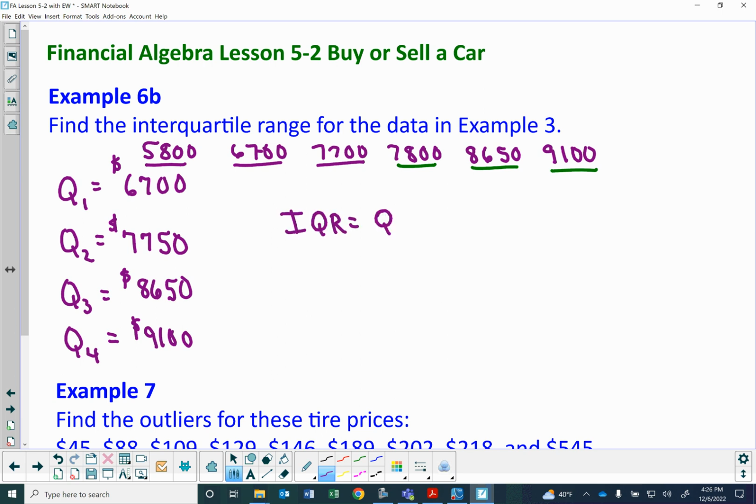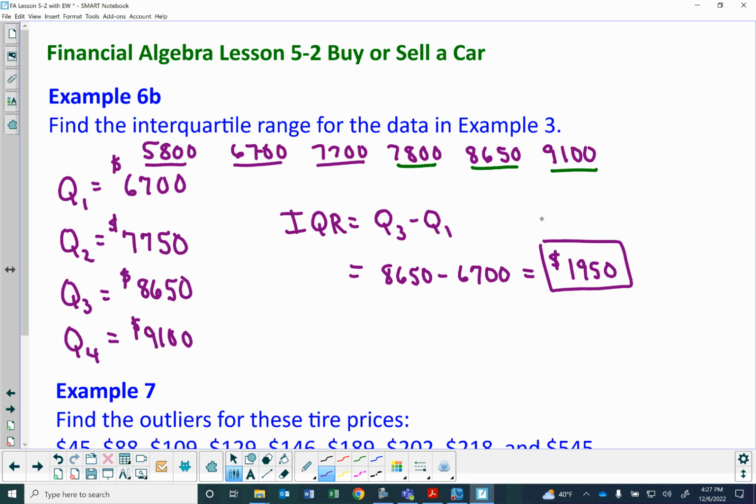Okay, so my IQR is Q3 minus Q1, which in this case, Q3 is 8650, Q1 is 6700. 8650 minus 6700 is 1950. So my IQR is 1950. And yes, I would expect to see this much work in your homework. It's not that much to ask for you to show all your little steps so that we can figure this out.